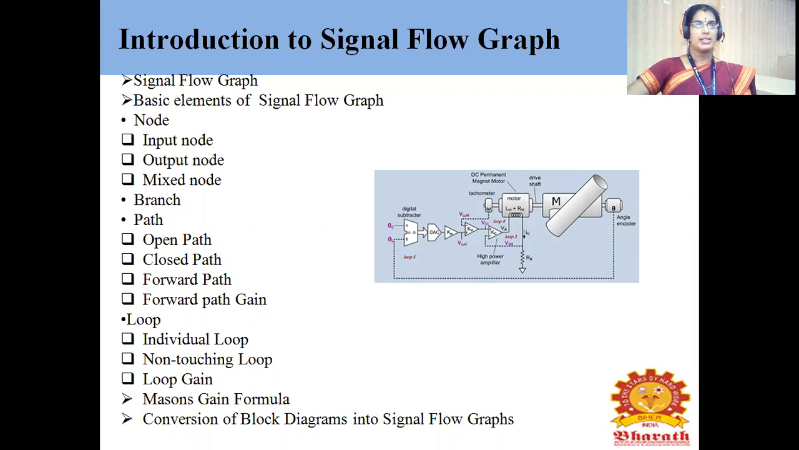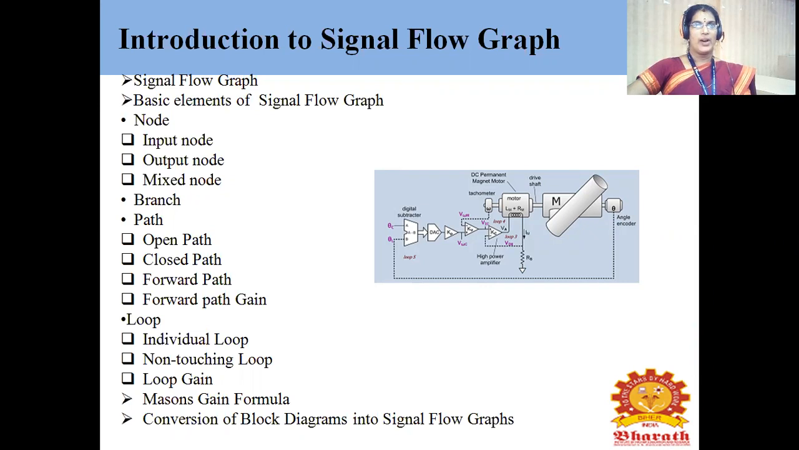In that, we are going to discuss the topic signal flow graph. Let's understand the concept behind the signal flow graph. First, we are going to see what is meant by signal flow graph and the basic elements or terms related with signal flow graph, which I have listed here. First one is node, second one is branch, third one is path, fourth one is loop.